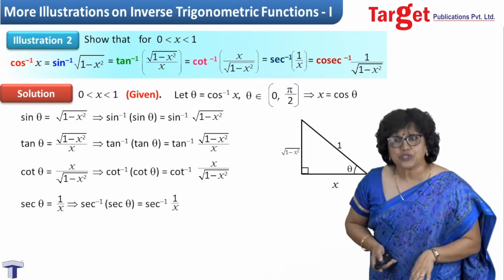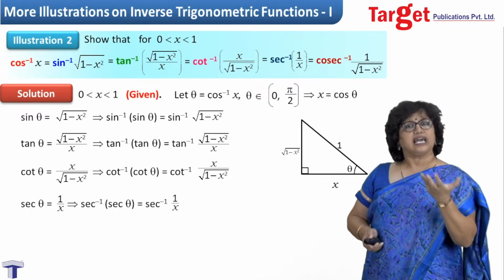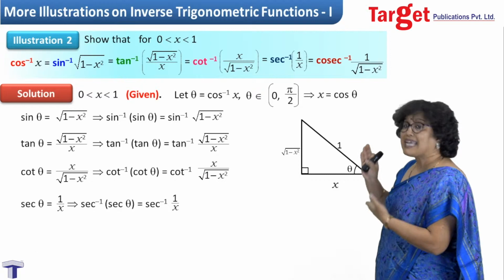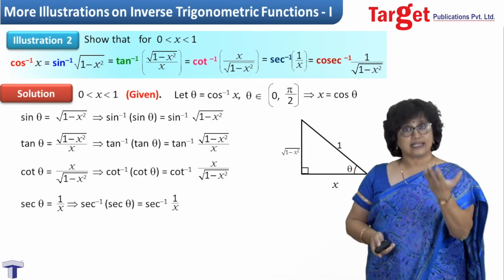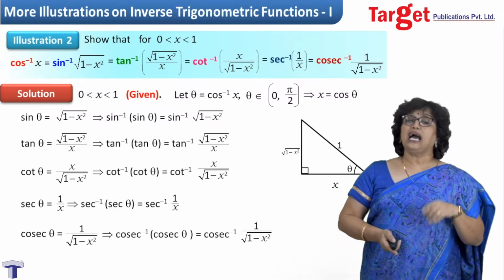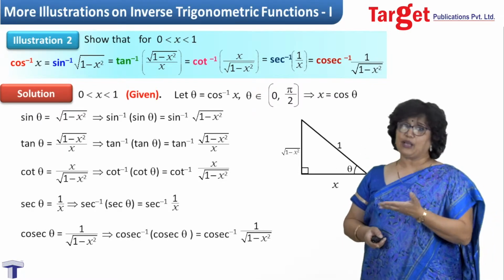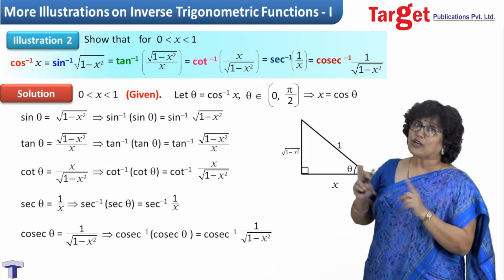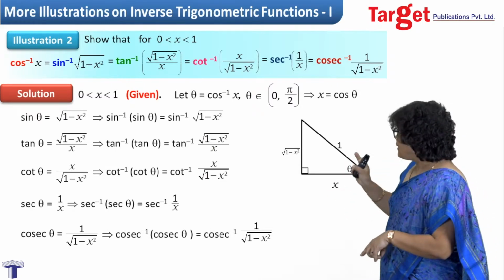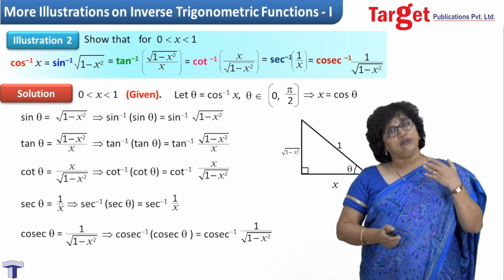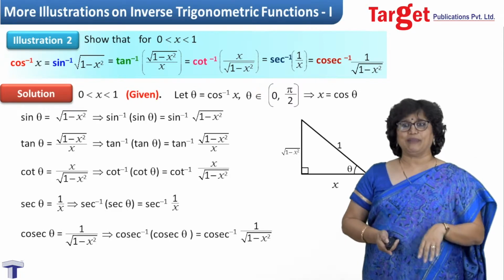And similarly, I proceed for sec also. Sec theta equal to 1 by x would lead to sec inverse 1 by x equal to theta. And theta is nothing but again cos inverse x. And cosec theta is 1 upon sine theta. So from there, I can write 1 upon under root 1 minus x square. I take cosec inverse on both sides. And finally, I get that as cosec inverse of 1 upon under root 1 minus x square.